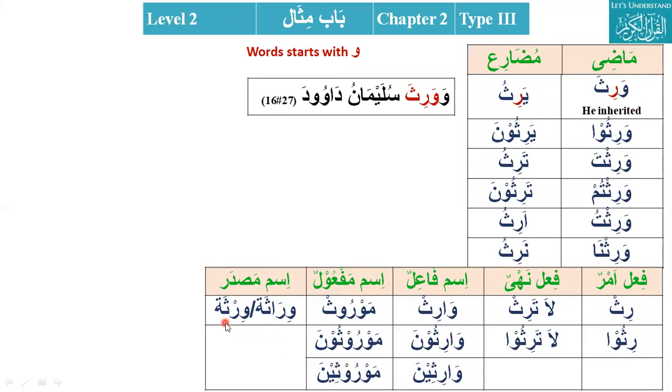Wirasa. On which level are we, Ibrahim? Level two. Chapter Bab Mithal. And this is which case? First, second, third. Third case, that is Warisa, yarisu. And what is the pattern here? The kasra on the second letter. Yes, kasra. What is the first case?